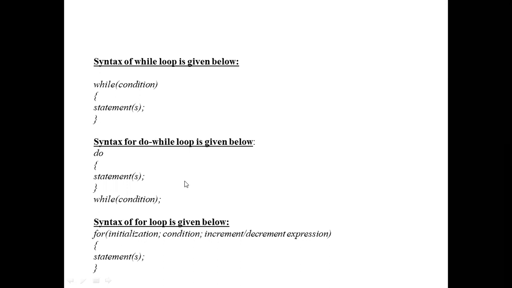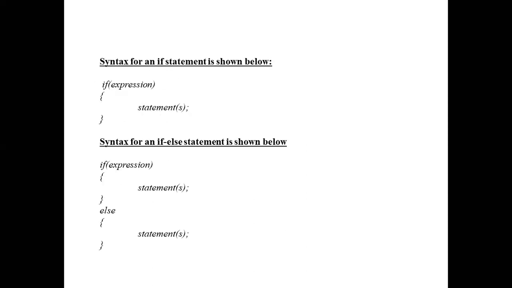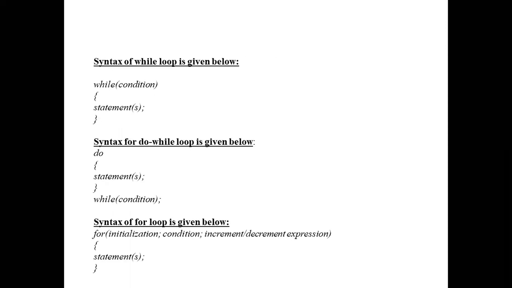Next, the for loop. The syntax of the for loop is for, initialization, for example i equal to 0, condition i less than some n, and then increment or decrement, that is i plus plus or i minus minus, and then the statements. So these syntaxes, that is while, do while, switch, if else, are the same as in previous programming languages like C or Java.